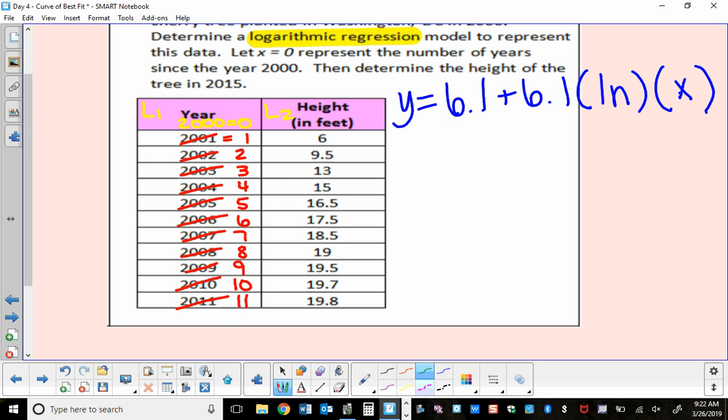So it says that they determine the height of the tree in the year 2015. I am not going to plug in 2015. What's my x going to be? Huh? It's going to be just 15 because we know that 2000 represents 0. So in your calculator, I want you to type this in and tell me what answer you get. But instead of x back here, you're going to type in 15. So 6.1 plus 6.1 times ln times 15.